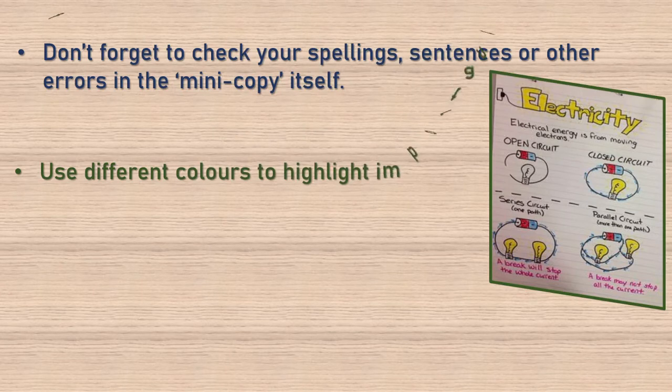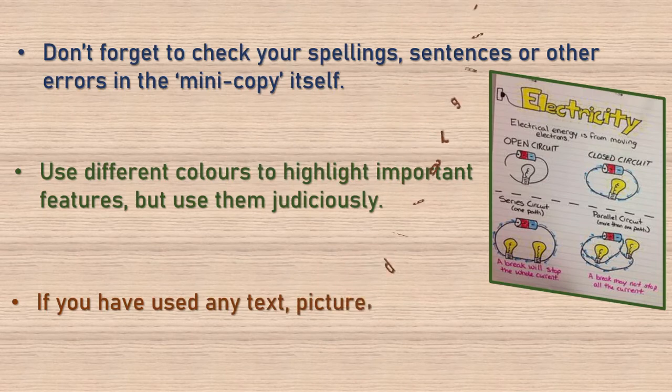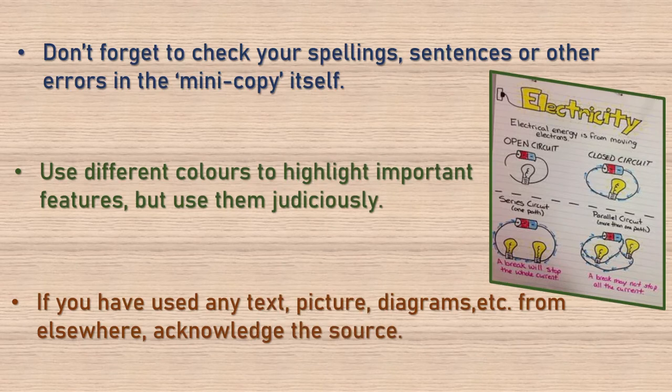Use different colors to highlight important features but use them judiciously. If you have used any text, picture, diagrams, etc. from elsewhere, acknowledge the source. Means you have to mention from where you got this information. The name of the book or the name of the author, all that you have to mention below that chart. The language teachers help the students to make this graphic presentation.